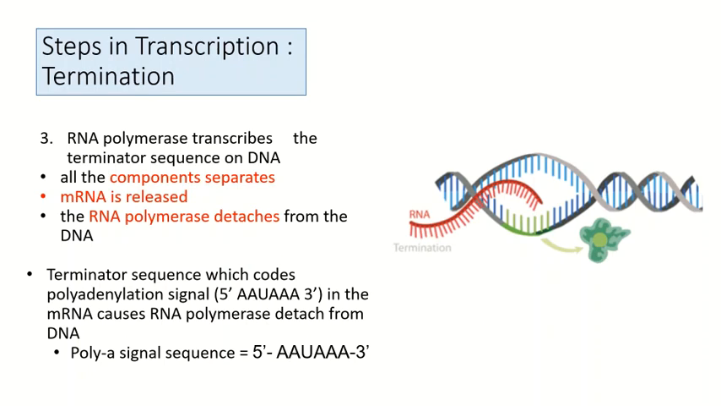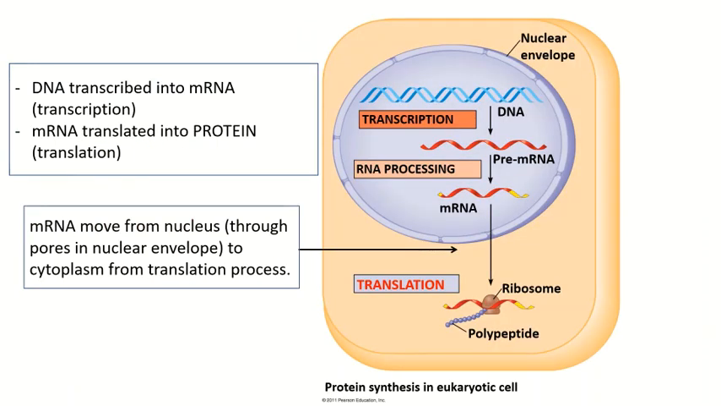detach from DNA. This sequence we call the poly-A signal sequence because it has more A. When the RNA polymerase, transcribing the DNA strand, encounters this poly-A signal, it will detach and the process of transcription will be terminated. So basically we have completed the process of transcription, where DNA is transcribed into mRNA.